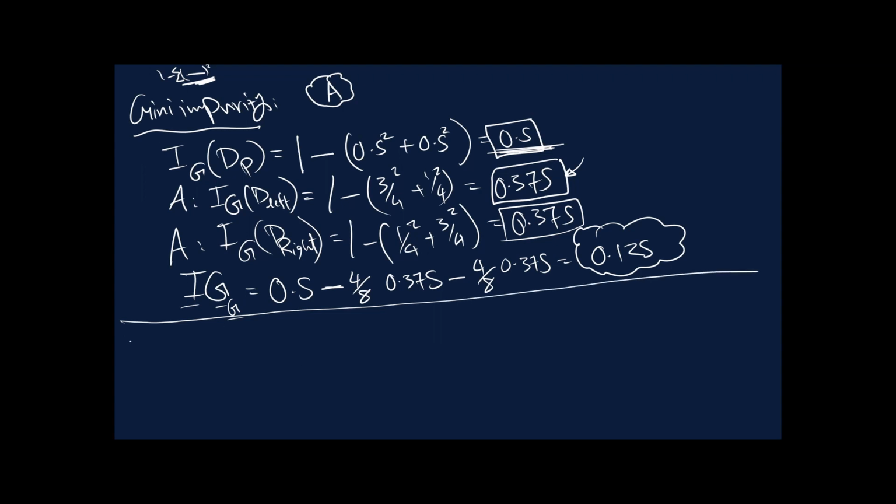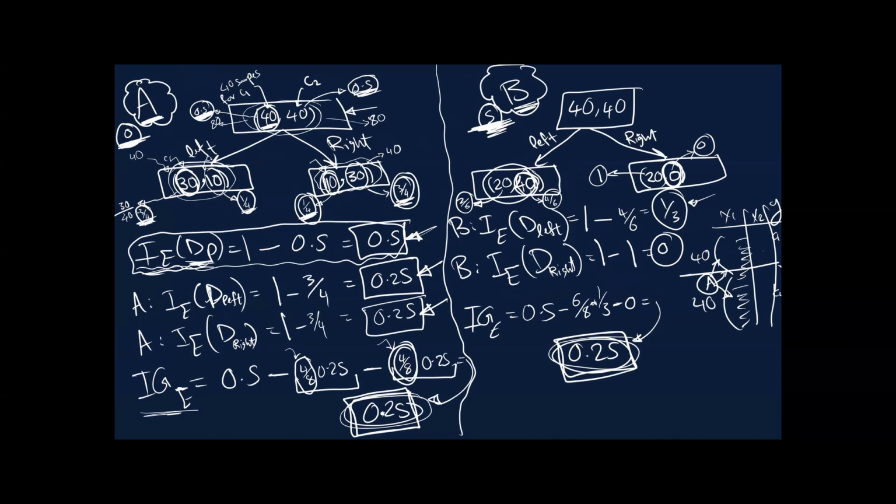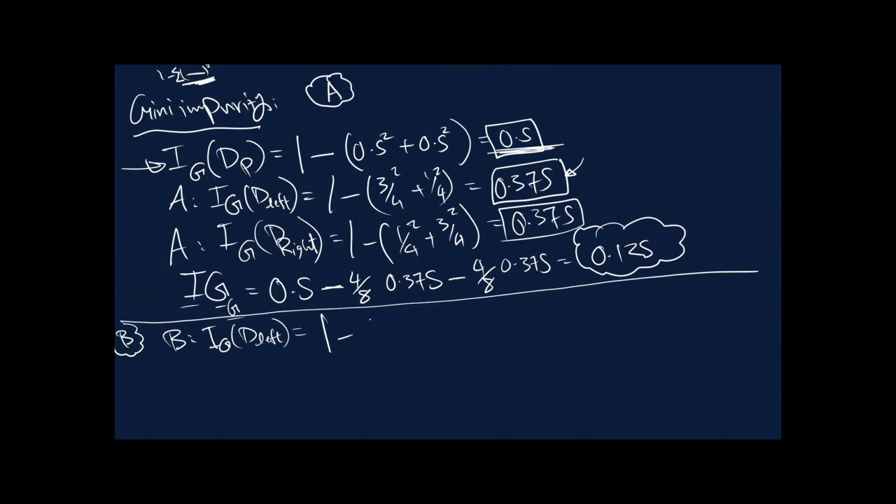Okay, let's look at the other condition, condition B. For the other condition, we have, of course, the same value for the parent. So let's start with the impurity of the left child for B. It is 1 minus the squares of the probabilities. So let's look at the probabilities here, condition B, left child. So 2 over 6 squared and 4 over 6 squared.